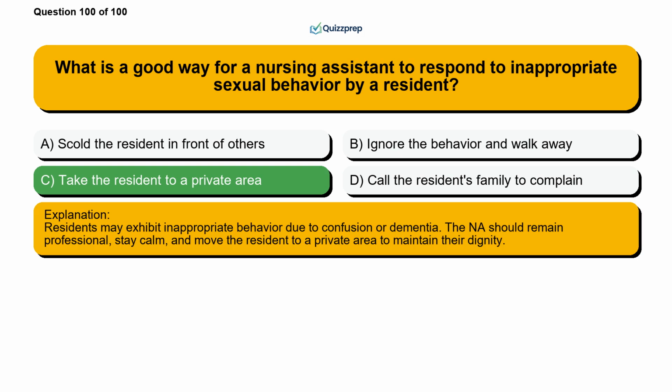Residents may exhibit inappropriate behavior due to confusion or dementia. The NA should remain professional, stay calm, and move the resident to a private area to maintain their dignity.